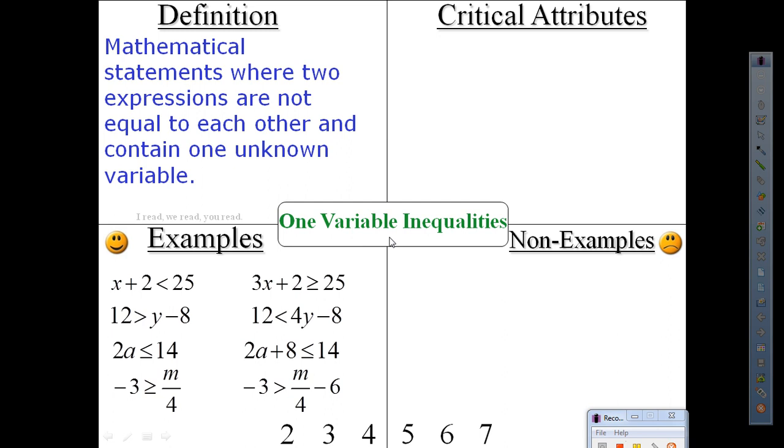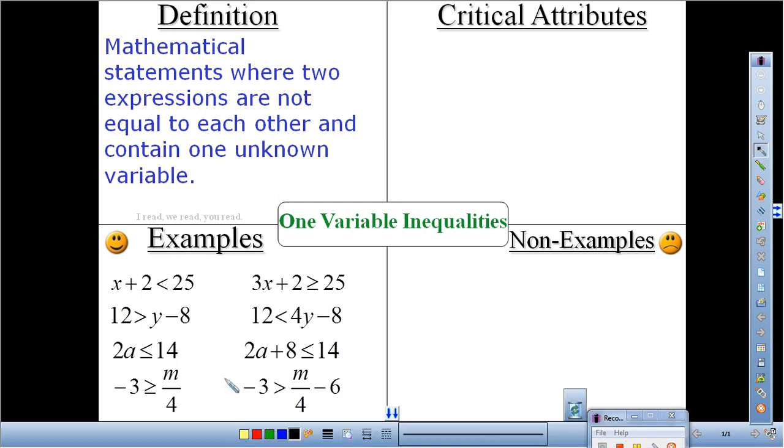On examples, we said one variable inequalities are statements where two expressions are not equal to each other and contain one unknown variable. And I asked you to underline where it said expressions not equal to each other. Expressions not equal. What does that mean? Well, let's see.